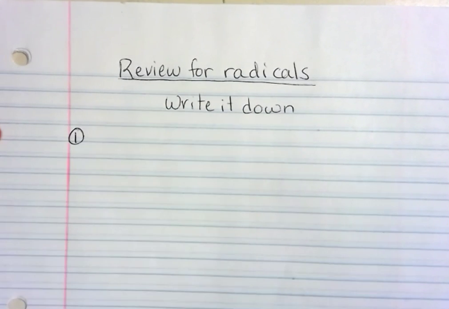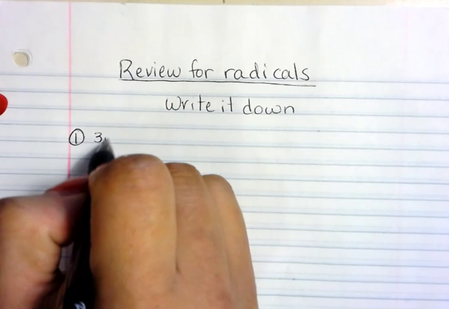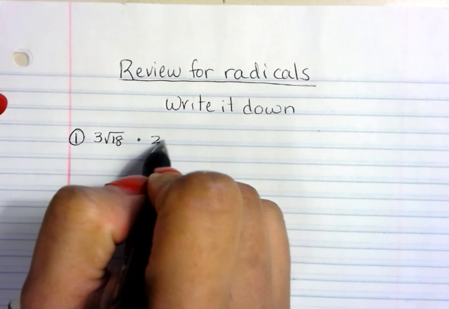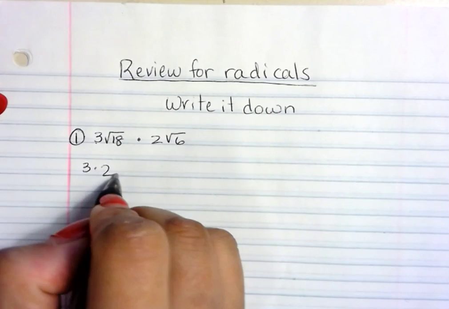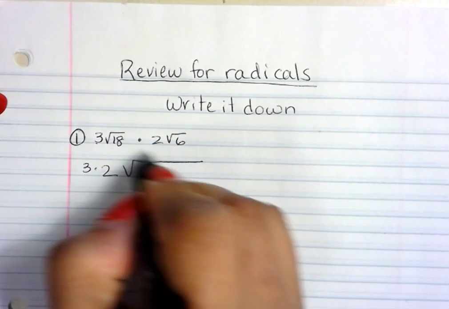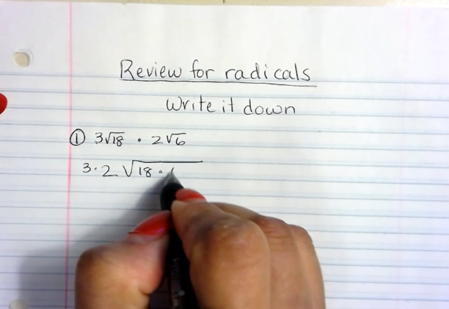Number 1. 3 radical 18 times 2 radical 6. You're going to multiply the 3 times the 2, and you're going to multiply the 18 times the 6.